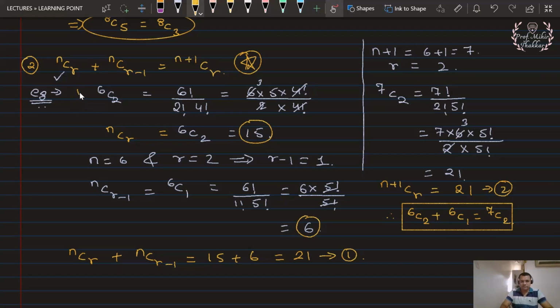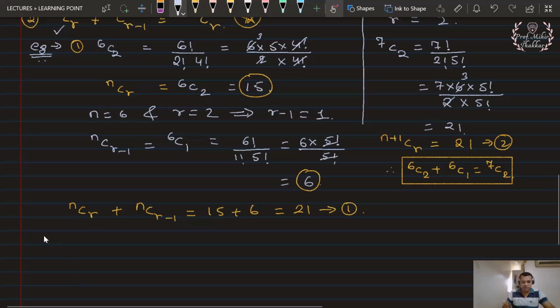This was example 1, where I showed you how to apply it term by term, each and every term simplification. But you won't need to do it. So I'll give you some more examples on this where direct application can be done. So let us see. Example number 2.